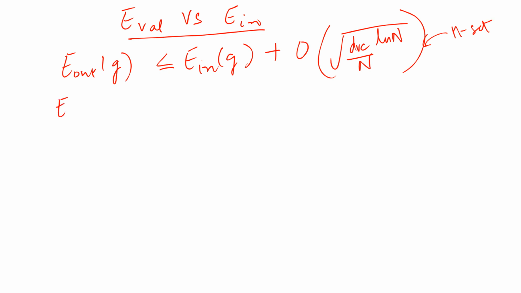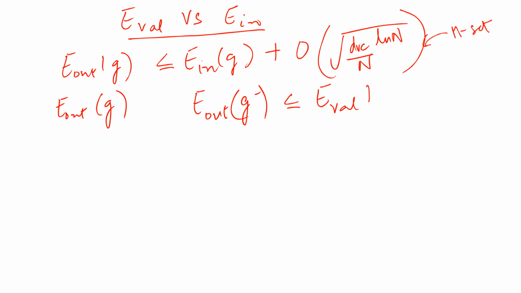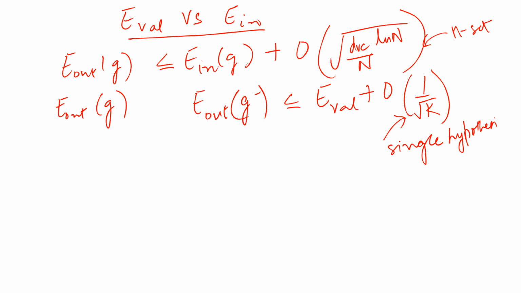Now, what we are doing with validation is calculating this E out of G minus. Let me write it down first, E out of G minus, which is a deficient hypothesis, and we are saying that this is less than or equal to E val plus some term of the order 1 over square root of K, which was the variance term essentially, right? Now this term is based on a single hypothesis, not a hypothesis set, so this is also known as the single hypothesis Hoeffding error bar, because this E val was calculated on one single hypothesis.